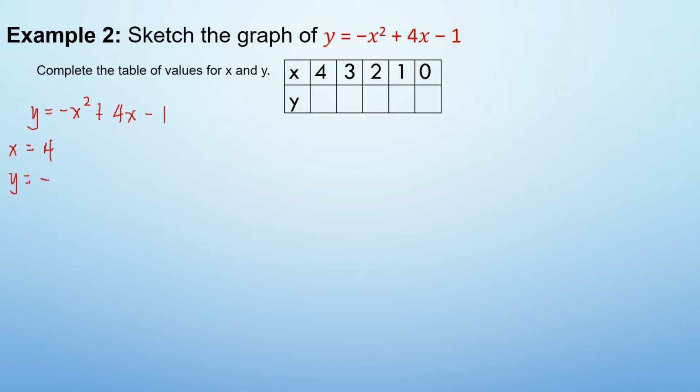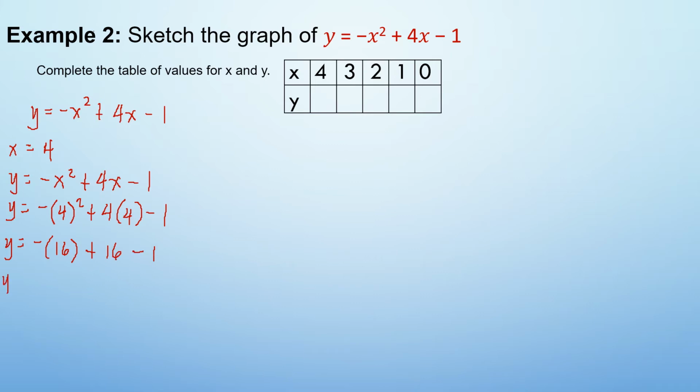So we have negative x squared plus 4x minus 1. y is equal to negative 4 squared plus 4 times 4 minus 1. Negative of 4 squared is 16. 4 times 4, 16 minus 1. So negative 16 plus 16 minus 1, that is equal to negative 16 plus 16 is 0, minus 1, that is negative 1. So if x is 4, y is negative 1.